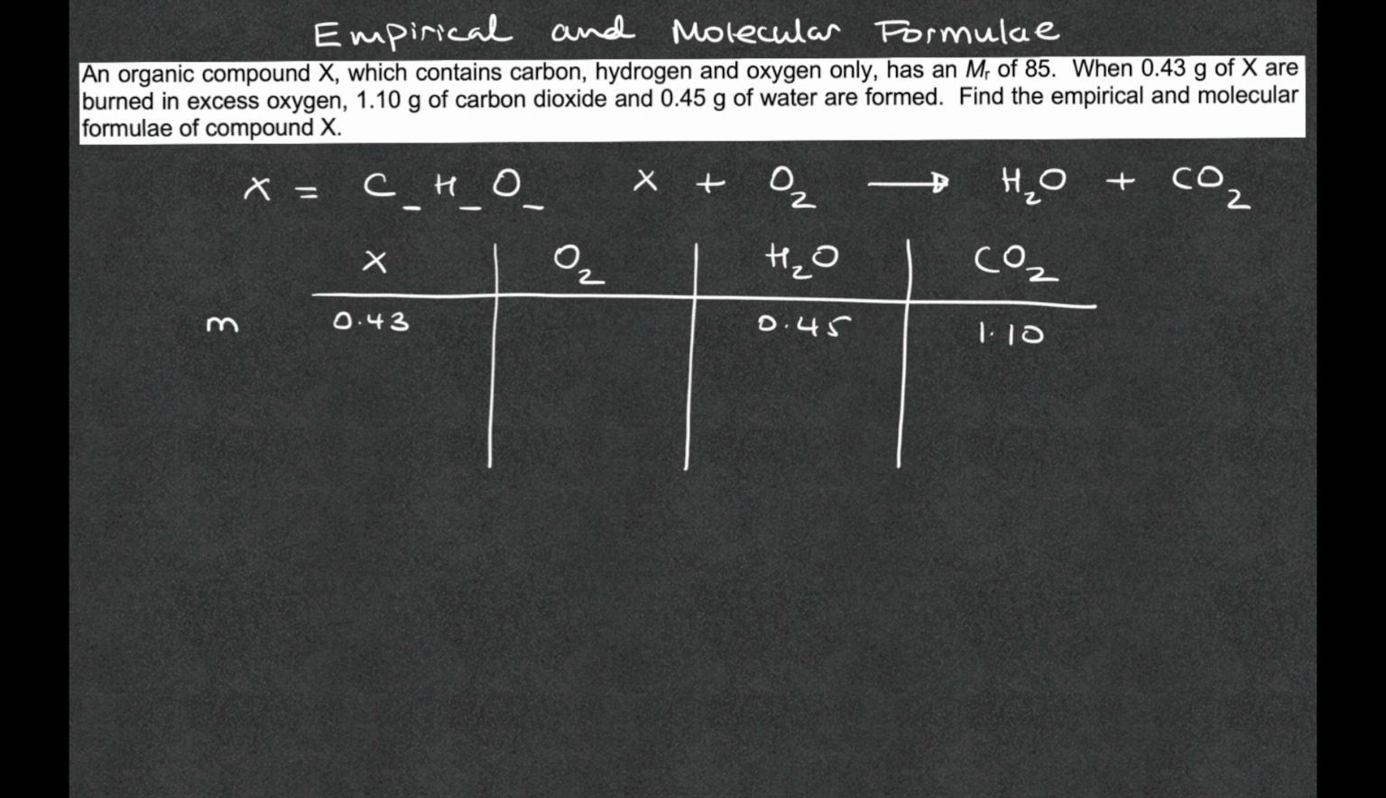So we can work out the oxygen by simply adding the water and carbon dioxide and then taking it away from the mass of X. Okay, so 0.43. And that will give me a mass of 1.12 grams.